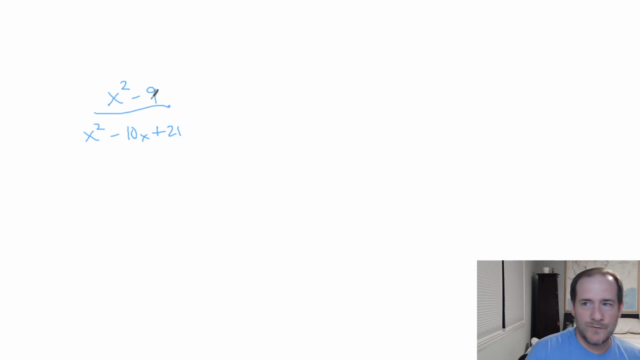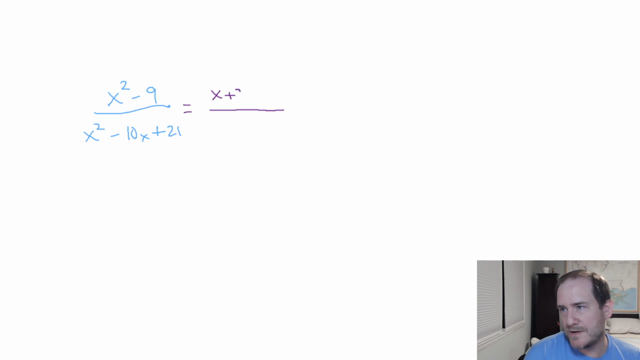Okay, imagine a world where this is actually what you got. And then imagine that you totally remember how to factor the numerator, because that's a difference of squares. So wouldn't it just be an x plus 3, x minus 3?